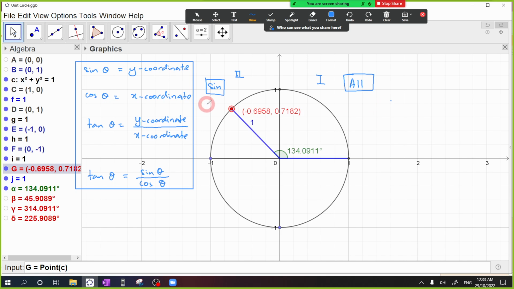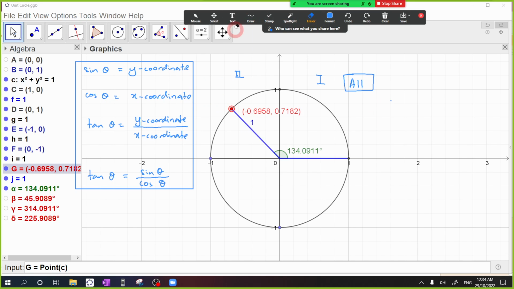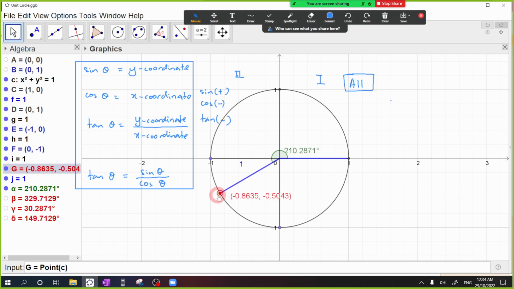Okay, so here, let me write this one. Sine, you will get positive. Cosine, you get negative. And tangent, you will get negative too. How about if we proceed to the third quadrant? This is the third quadrant.